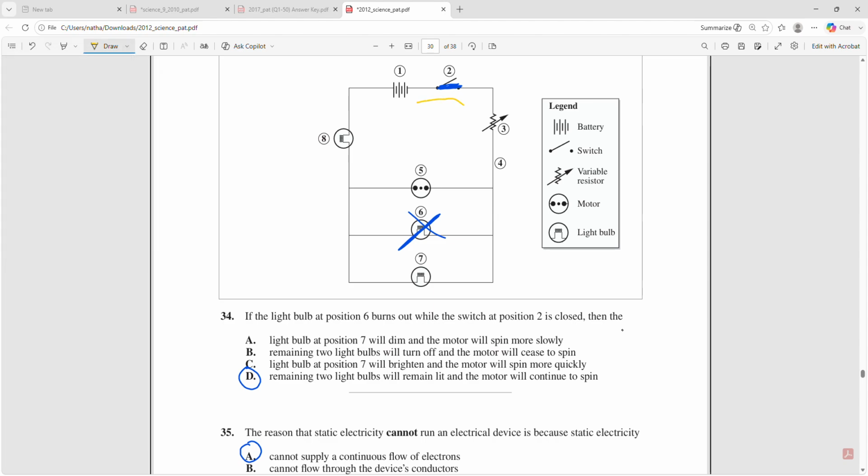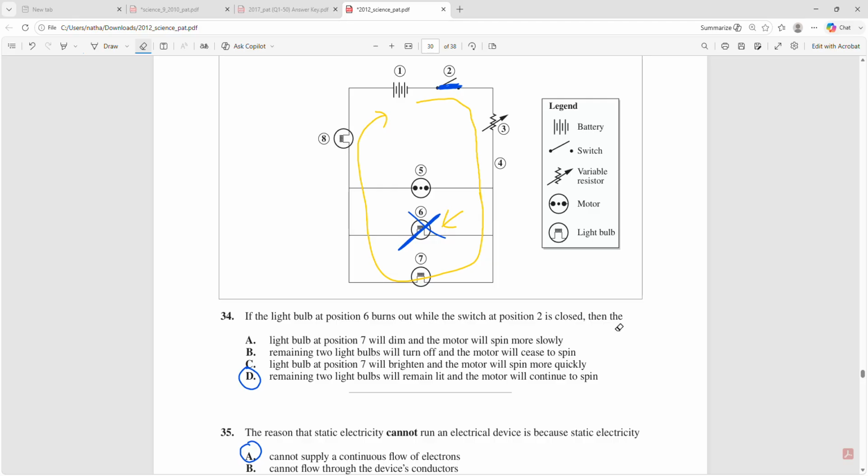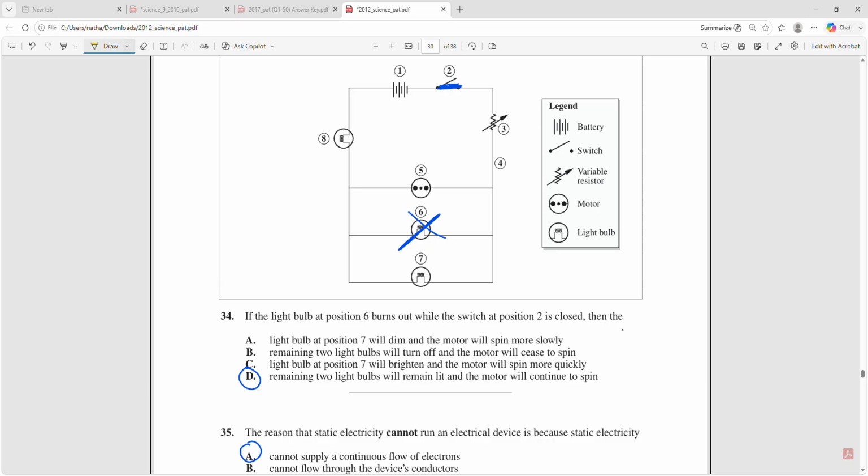Well, if this light bulb here is out, we're still going to have electricity flowing through here, and it's not really going to affect the other light bulb. It shouldn't change or dim because it still has the same amount of voltage dropping across it, because it's a parallel circuit. So it's not going to dim. It's got the same amount of voltage going from here to here and here to here. So that shouldn't really change. Remaining 2 light bulbs will turn off and the motor will cease to spin.